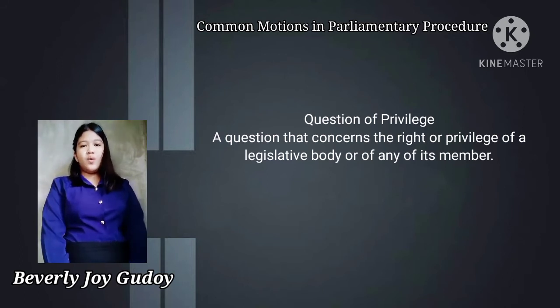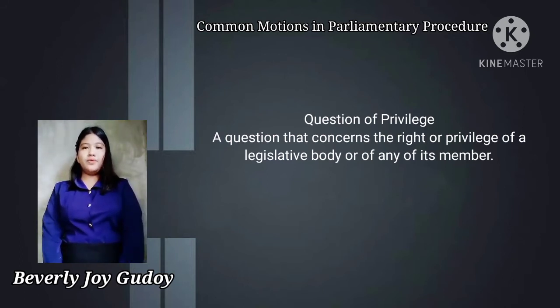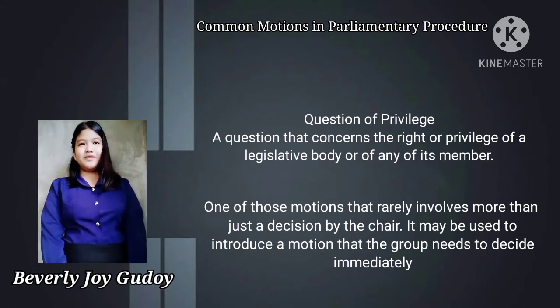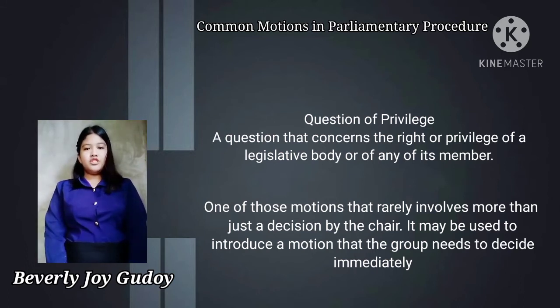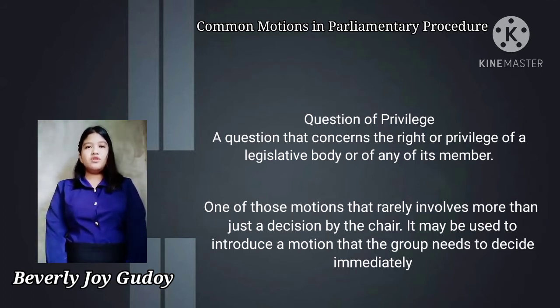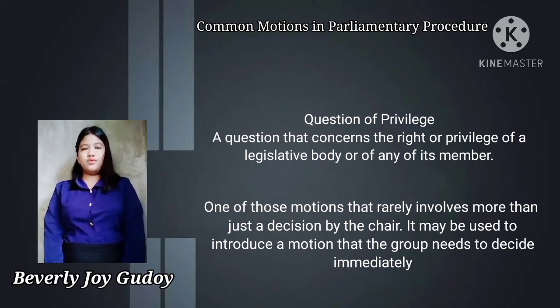Question of privilege is a question that concerns the right or privilege of a legislative body or any of its members. It is one of those motions that really involve more than just a decision by the chair. It may be used to introduce a motion that the group needs to decide immediately. Question of privilege is made to solve some immediate problem of particular and immediate annoyance to the group. But this motion covers other situations too.